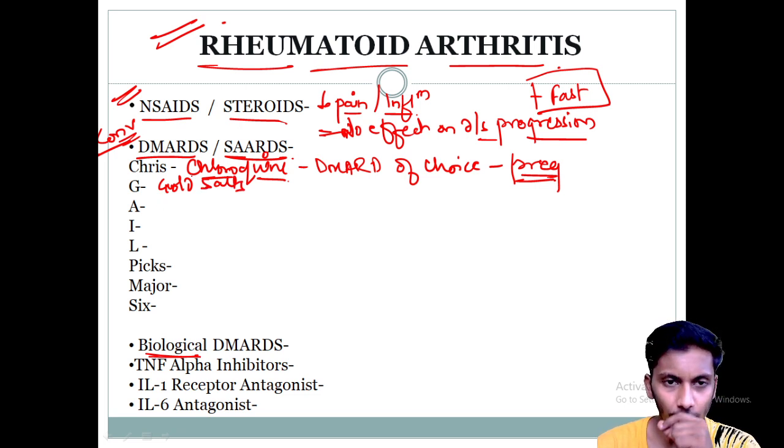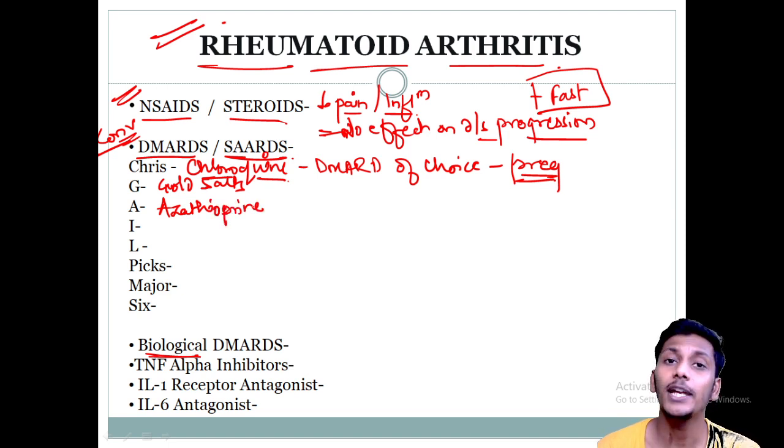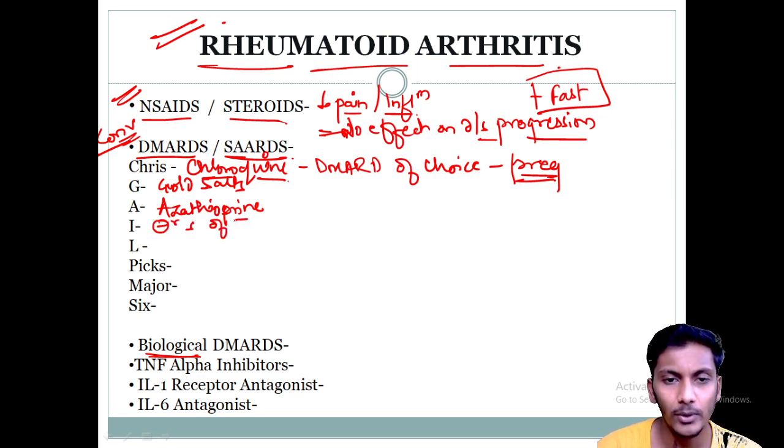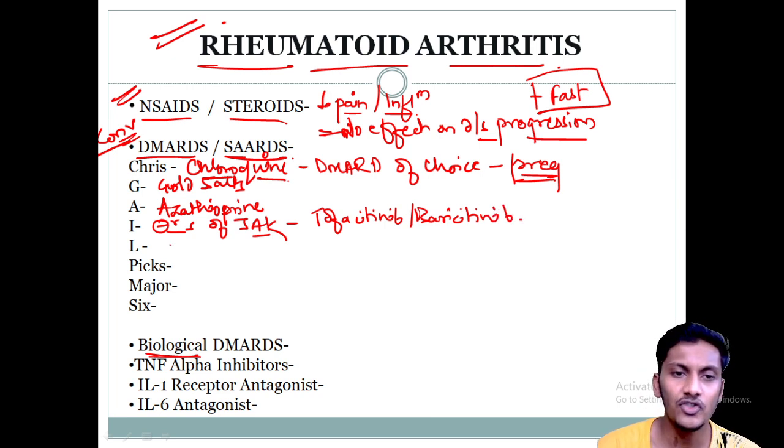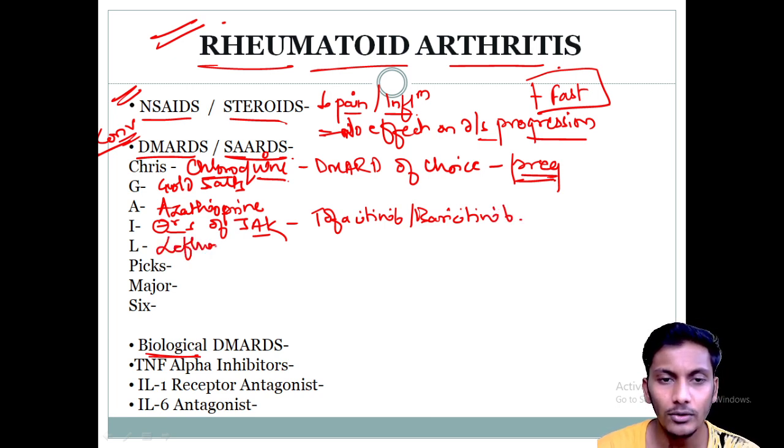Then A goes for azathioprine, an immunomodulator or immunosuppressant drug. I goes for inhibitors of the JAK-STAT pathway. The drug names are tofacitinib or baricitinib, important drugs which are inhibitors of JAK. L goes for another drug known as leflunomide. Then N goes for another drug.